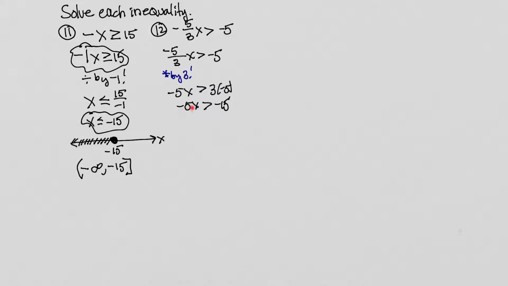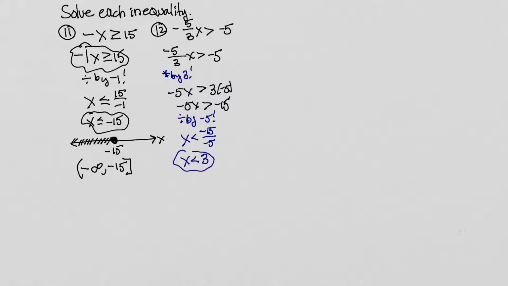And now I see I've got a multiplication by a negative. I'll undo that multiplication with a division. So we're going to divide by -5. Alert, we're dividing by a negative, so I know I have to change the direction of that symbol. So -5 over -5 is just 1. So I get x is now strictly less than -15 divided by -5. We'll get x is strictly less than 3.